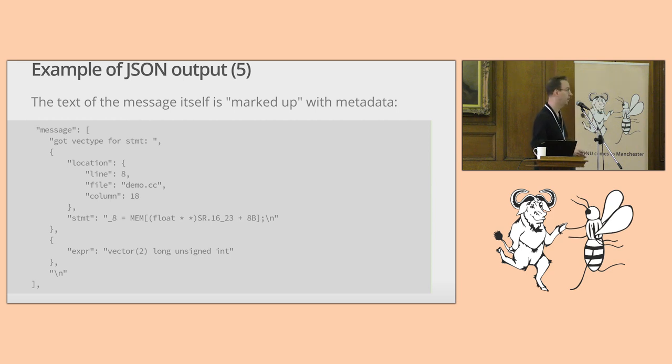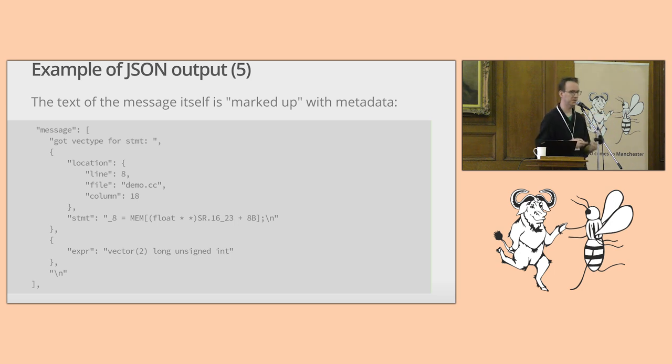And finally, that was a lot of metadata. Here's the actual message itself. Rather than just being plain text, there's an idea of markup within the format. This particular dump message has four items within it. The first one is just a string, basically saying the statement, and then here's the dump of the statement, and then the type, and a newline. Then you've got another string, but it's been marked up saying this is actually a GIMPLE statement, and here's the location in the user source where that statement came from. Then here's another string, marked up as an expression. And finally, the newline.